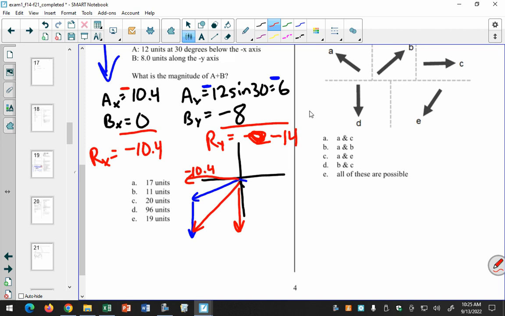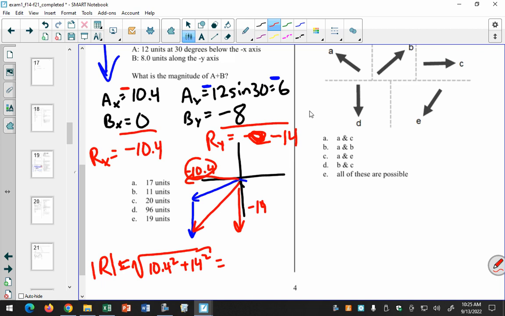The picture is going to be really important for you. So now I have the x and y components, minus 10.4, minus 14. Those do jive with the picture that I've drawn, so I think they're right. Now if I want to find the magnitude of r, it's going to be equal to the square root of 10.4 squared plus 14 squared.